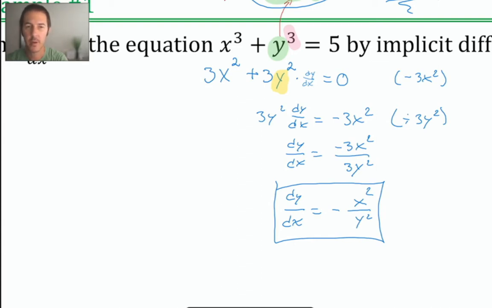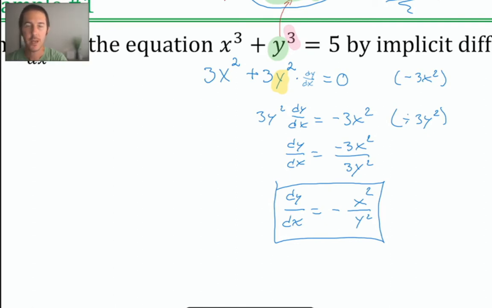And we have solved for, or found, dy over dx, the rate of change of y with respect to x. The slope of the tangent line to the initial curve at some particular point. Which point? X comma y.